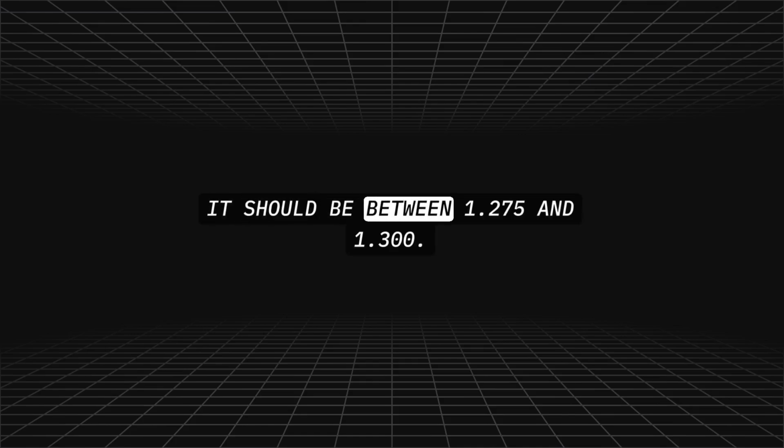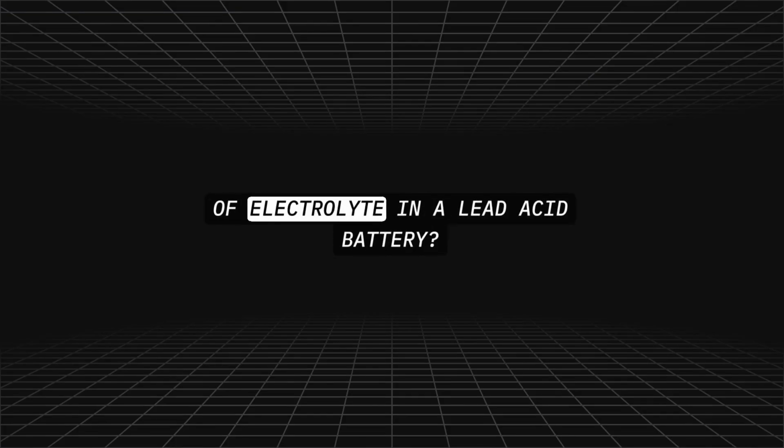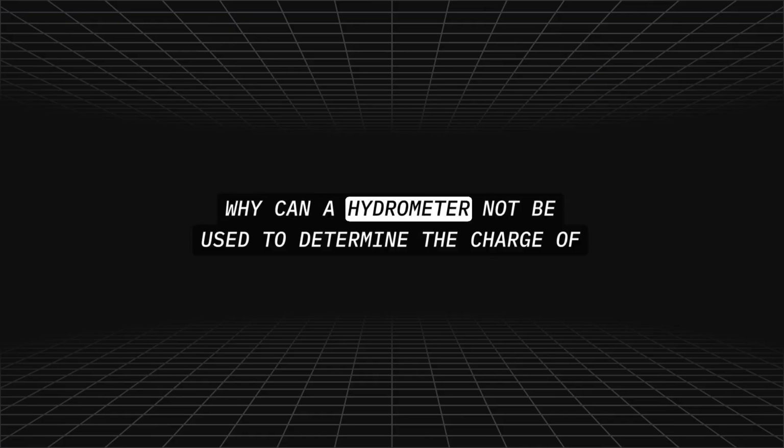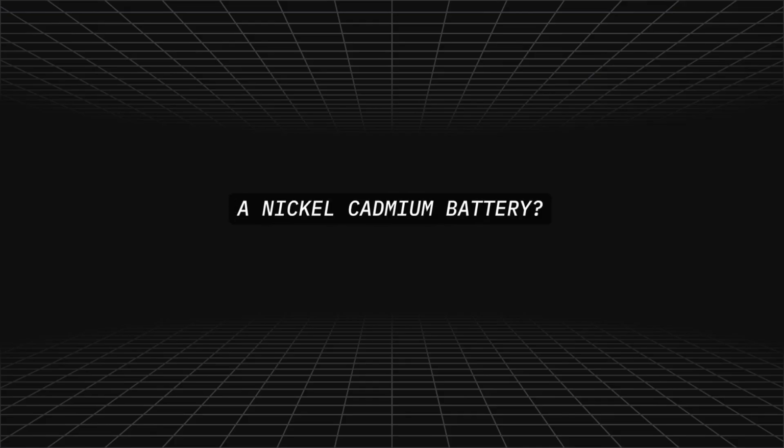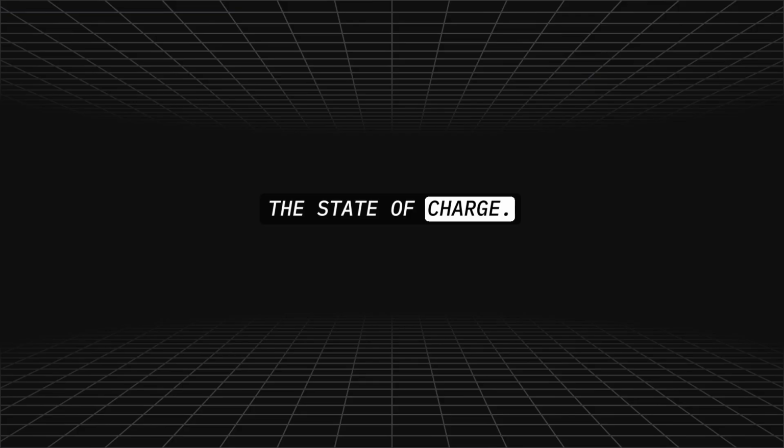It should be between 1.275 and 1.3. What instrument is used to determine the specific gravity of electrolyte in a lead-acid battery? A hydrometer. Why can a hydrometer not be used to determine the charge of a nickel-cadmium battery? The electrolyte's specific gravity does not change with the state of charge.